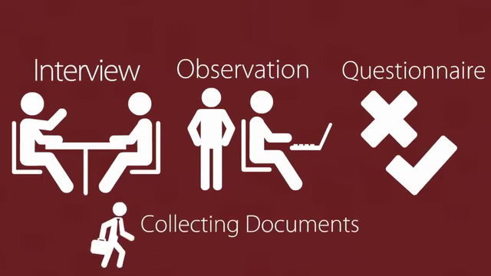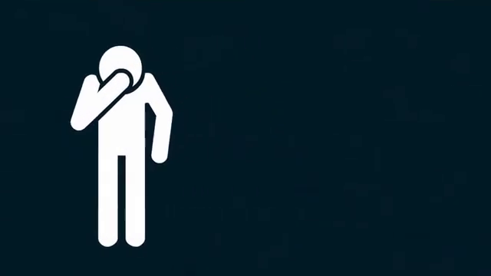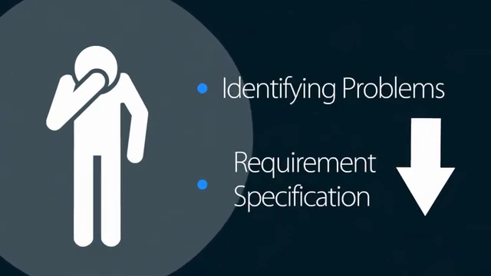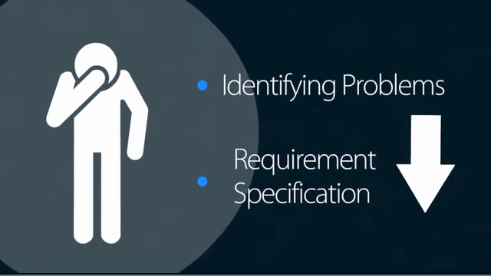Looking at the current system's documentation. This involves looking at paperwork for the current system. The paperwork will contain information needed to implement the new system. This is also very time-consuming. And finally, you need to identify problems and create a requirement specification in order to solve them.